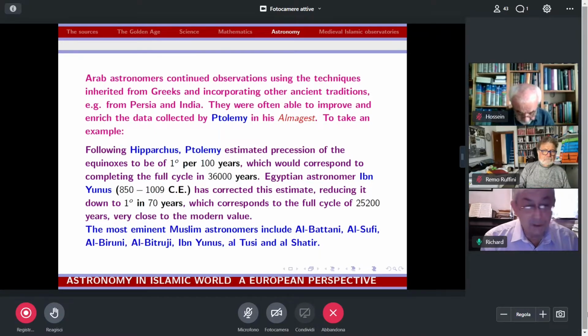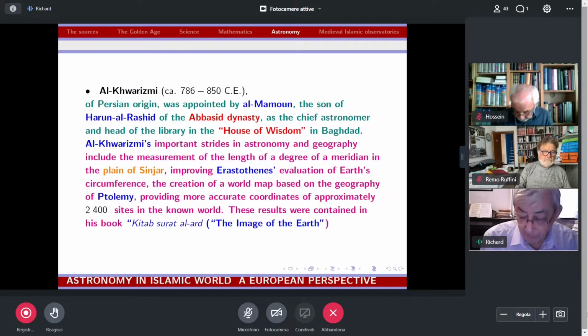Now, the Arab astronomers translated Ptolemy's Syntaxis, which was called Almagest because it was the opus magnum. And the most eminent Muslim astronomers include Al-Battani, Al-Sufi, Al-Biruni, Al-Bitruji, Ibn Yunus, Al-Tusi, and Al-Shatir. So I will just make a small presentation of every one of them. So Al-Khwarizmi, whom we discussed already as a great mathematician, but he was also a great astronomer.